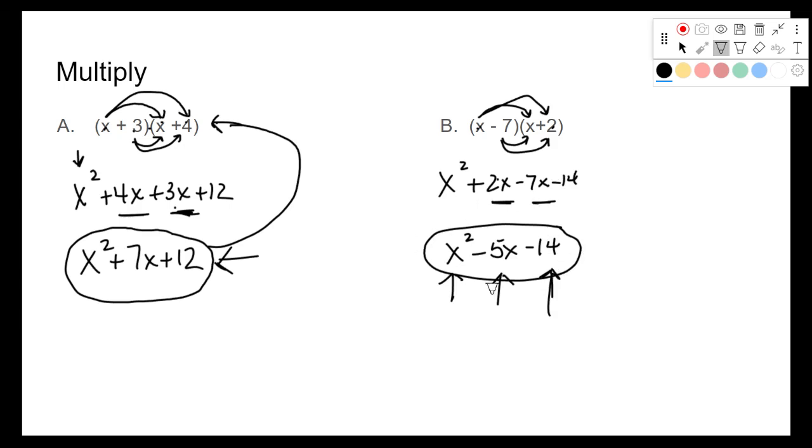Now, the idea of how we got them is actually what we're going to use to be able to factor from x squared minus 5x minus 14 back to x minus 7 times x plus 2. We're going to use that concept of how we multiply two binomials to come up with this answer to go backward. Okay? All right, so let's take a look.